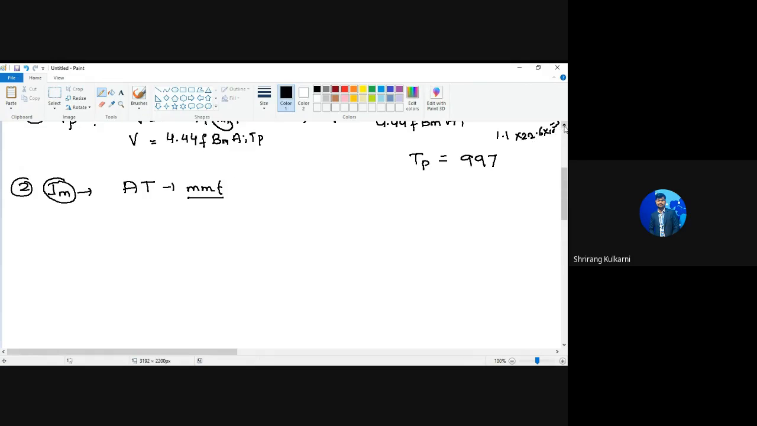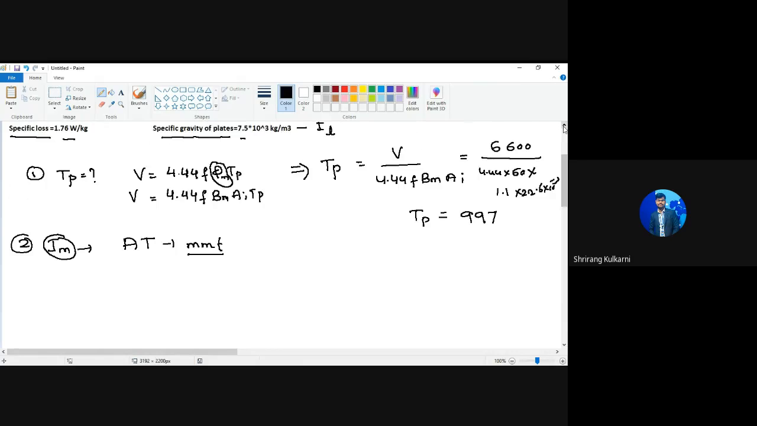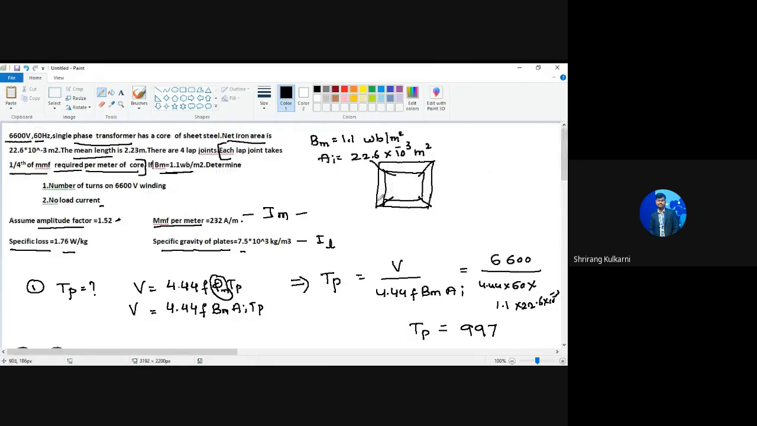For that purpose, they have not given MMF of yoke, MMF of core, nothing. Directly what they have given? MMF per meter value is given. 1 meter ಗೆ ಇಷ್ಟು MMF ಅದ. Total ಎಷ್ಟು meter ಅದ? Total meter this much. Mean length is this much.